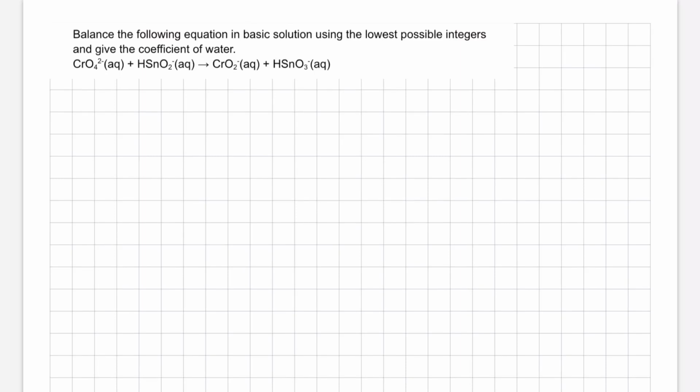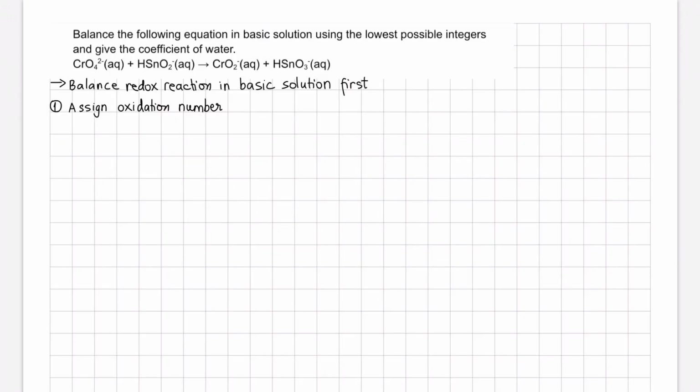Balance the following equation in basic solution using the lowest possible integers and give the coefficient of water. The equation involved CrO4 2- aqueous plus HSnO2- aqueous, producing CrO2- aqueous plus HSnO3- aqueous. So first, we need to balance this redox reaction in basic solution.